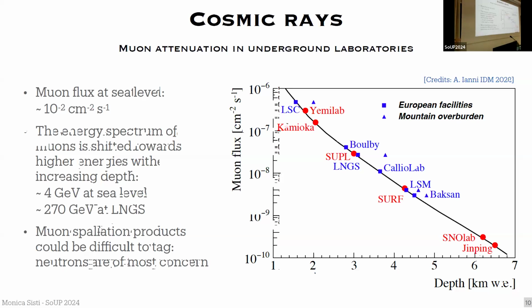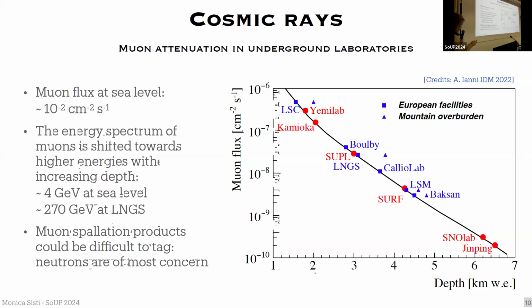Another thing to keep in mind is that the deeper you go, the higher the energy of the muons that survive. At sea level, the average energy of muons is 4 GeV, and at Gran Sasso, for example, the average energy is 270 GeV. Here in blue are the European facilities, and in red the extra-European. Here you see Gran Sasso.